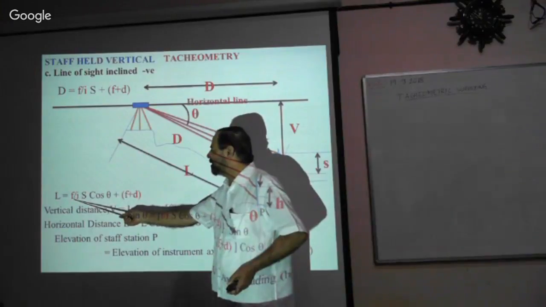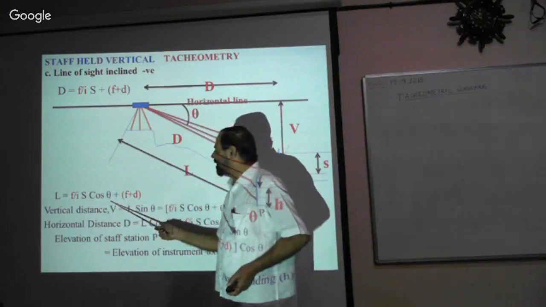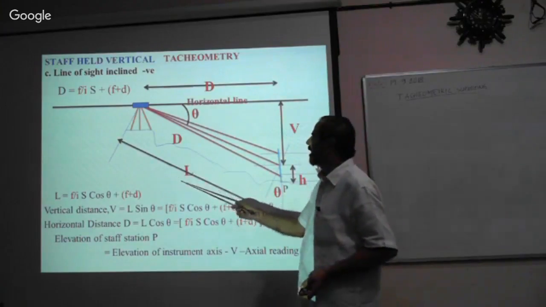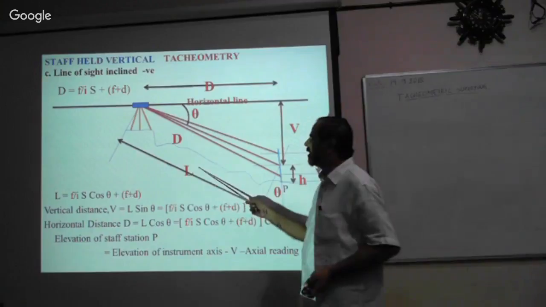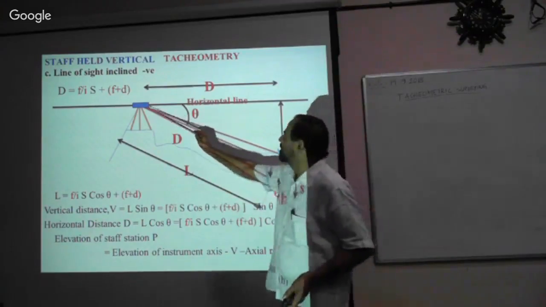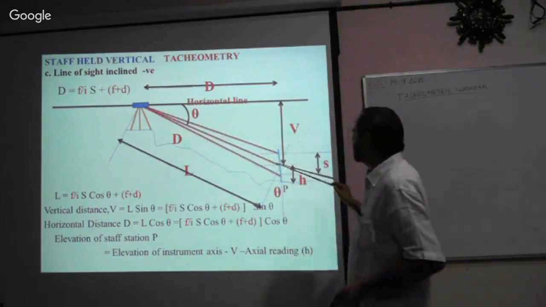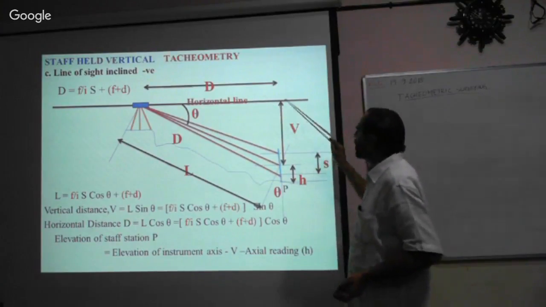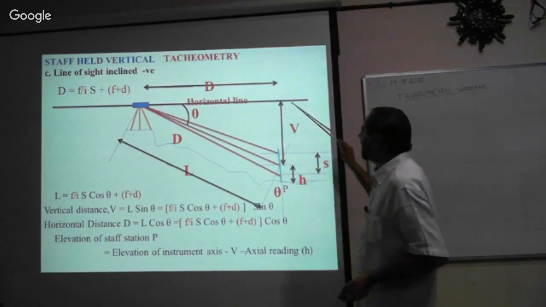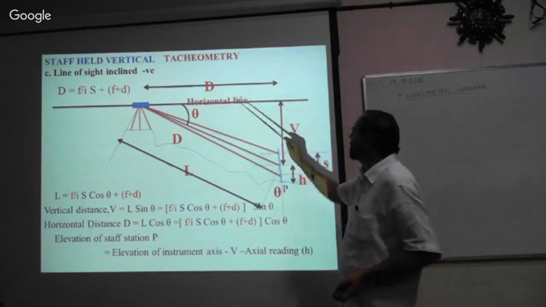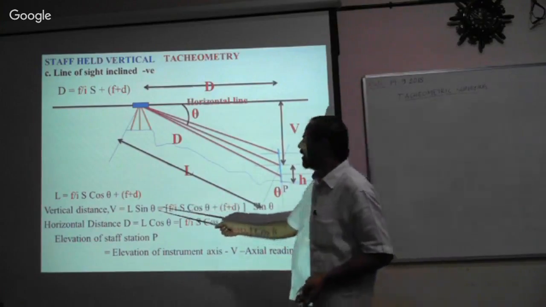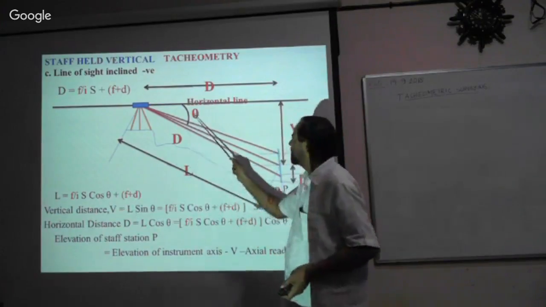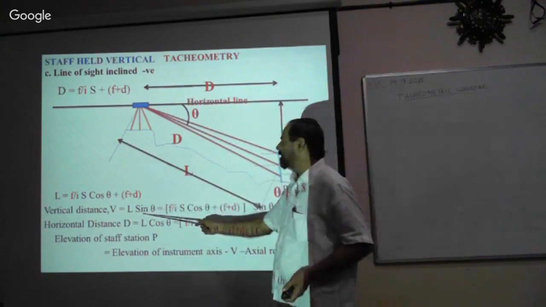Additive multiplying constant, staff intercept, theta, additive constant. That is what we know. Now we will get L. Once we get L, consider this triangle. By considering this triangle, V is equal to the opposite side. This is opposite to theta. Therefore, V is equal to L sin theta, from this triangle.